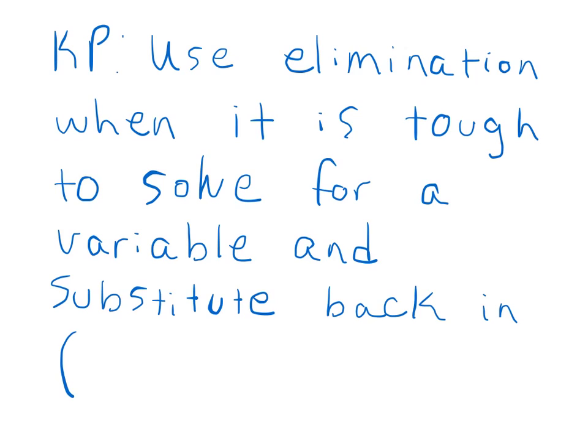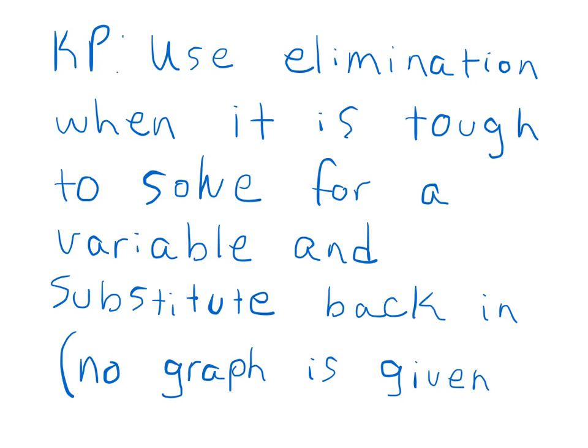And we should also say we want to use it when no graph is given. Because if we have a graph given to us on a problem, if it says solve this system and there's a graph right there, chances are, not always, but chances are it's probably going to be easy to graph. Otherwise, they wouldn't have given you that graph right there.